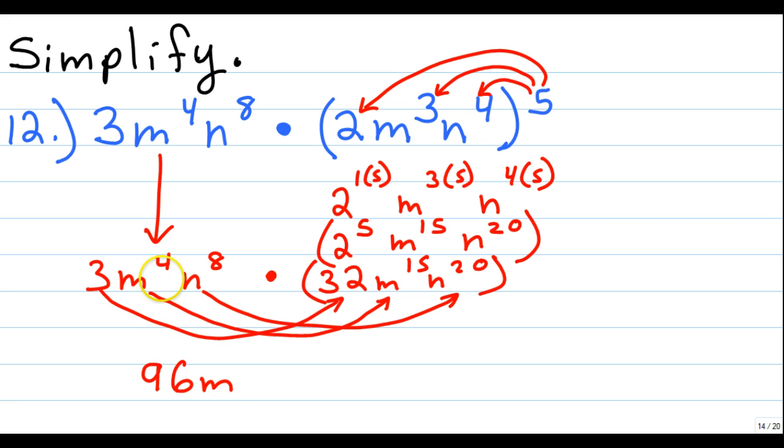When we're looking at multiplying variables together, we look at adding their exponents. So here I've got a 4 plus a 15 to get me a 19. I have an n to the 8th to an n to the 20th, so 8 plus 20 is going to give me n to the 28th. So my final answer comes out as 96 m to the 19th n to the 28th.